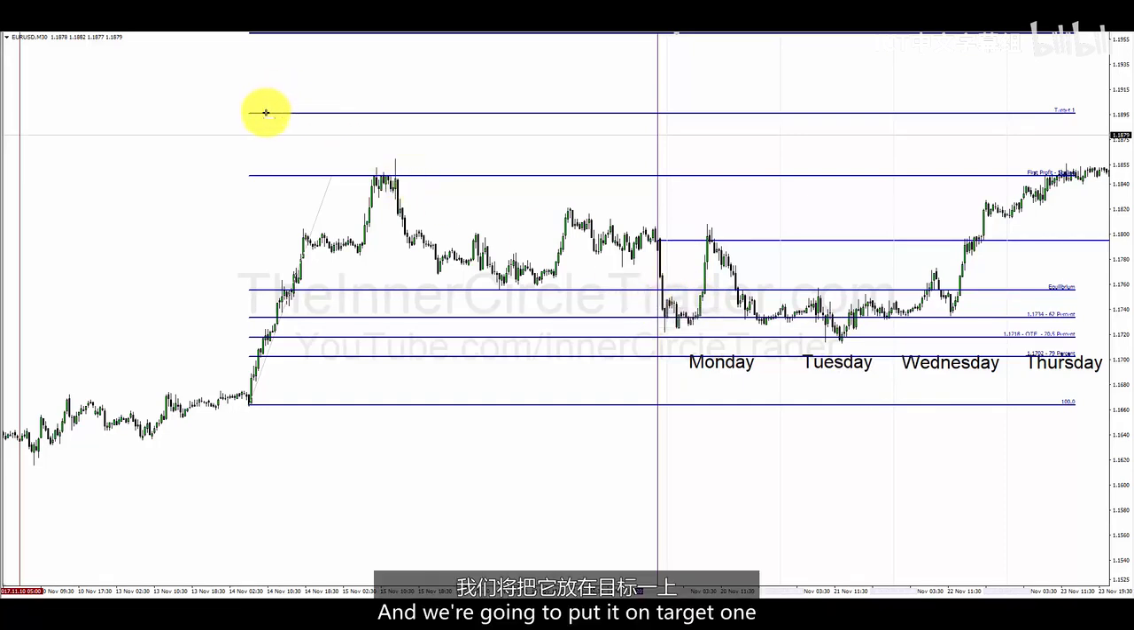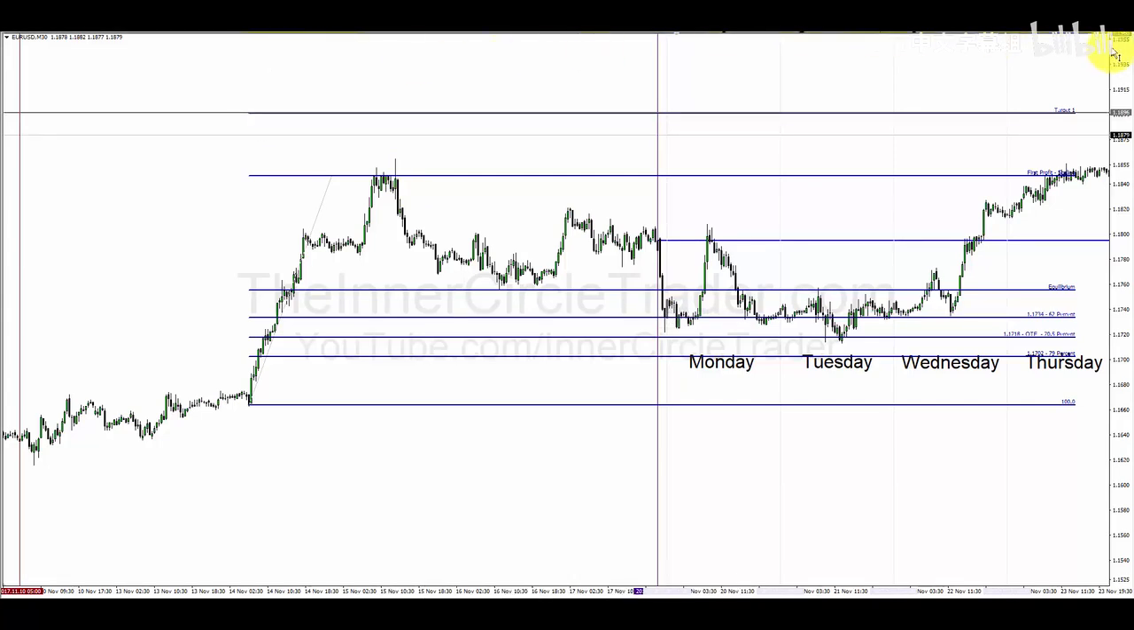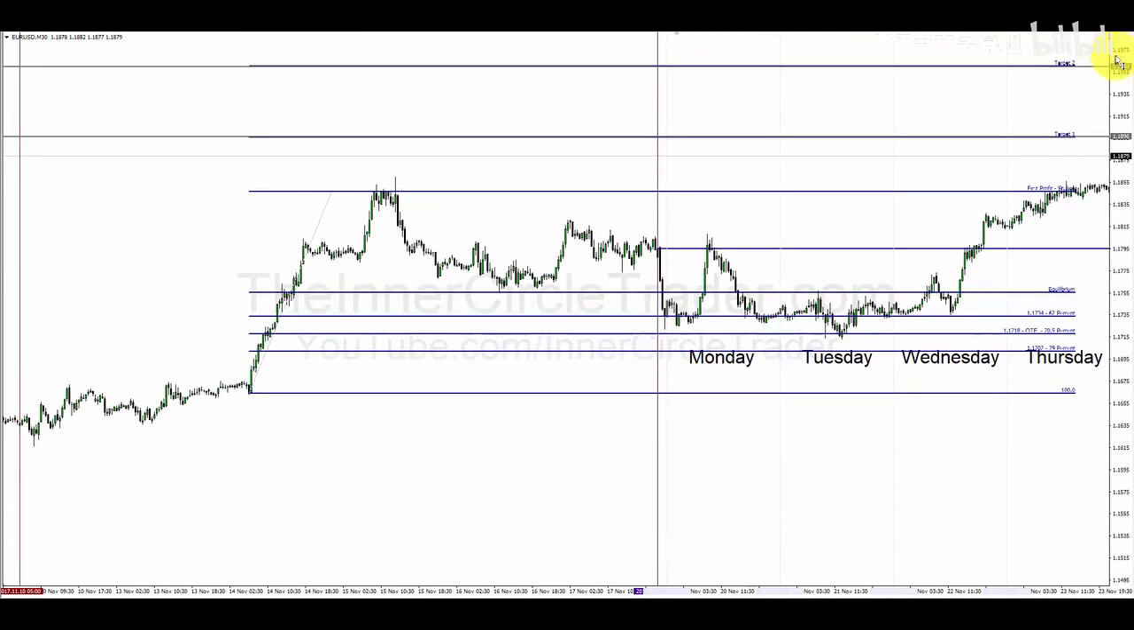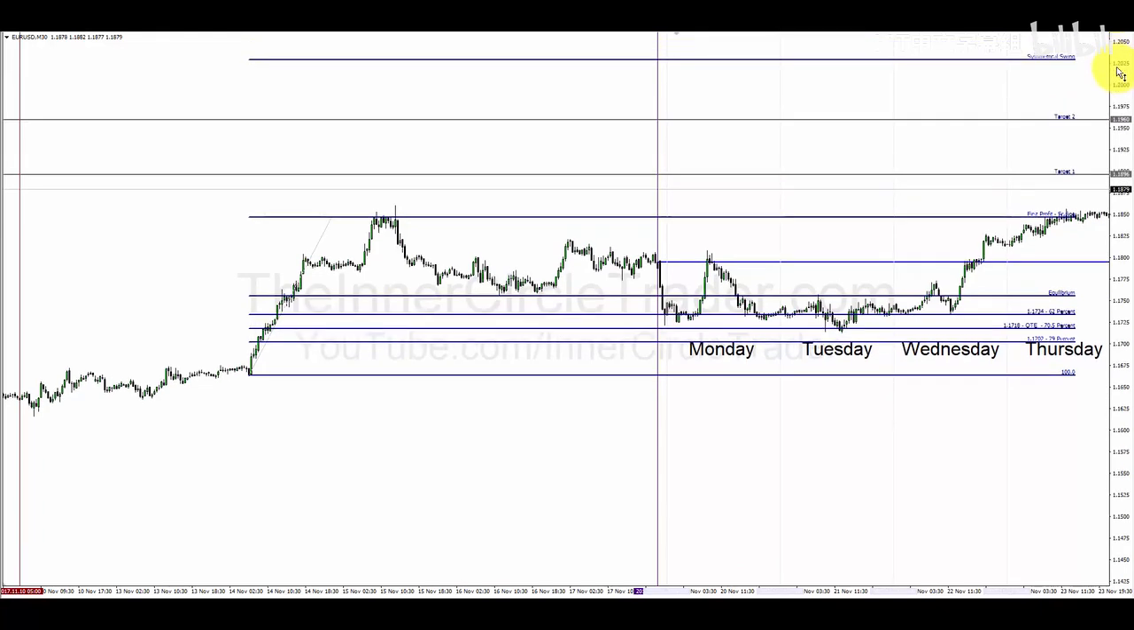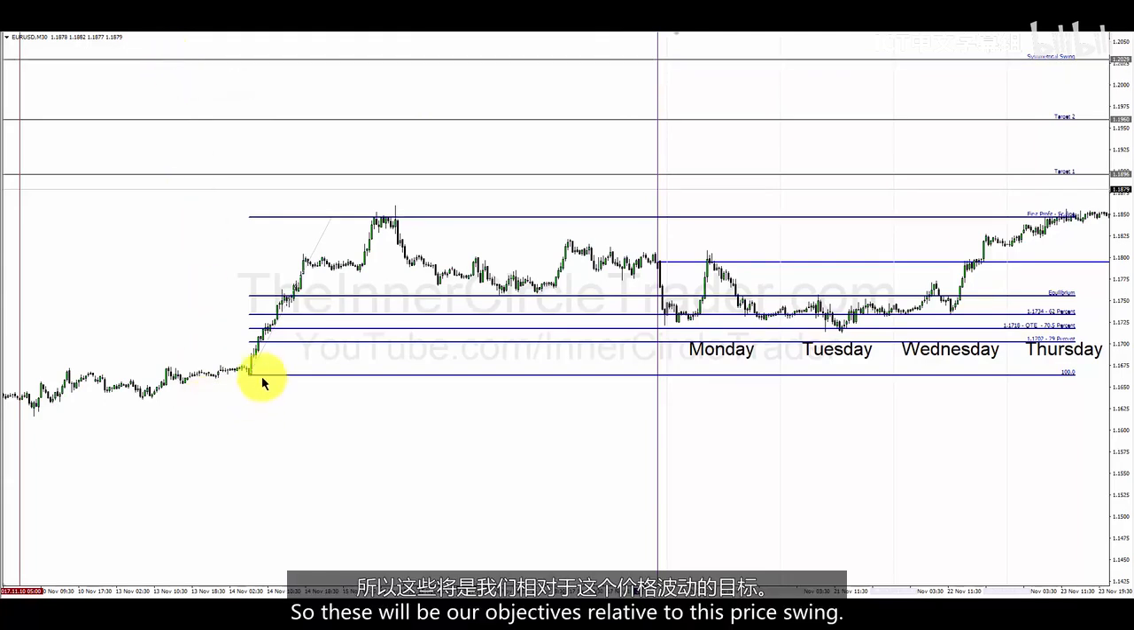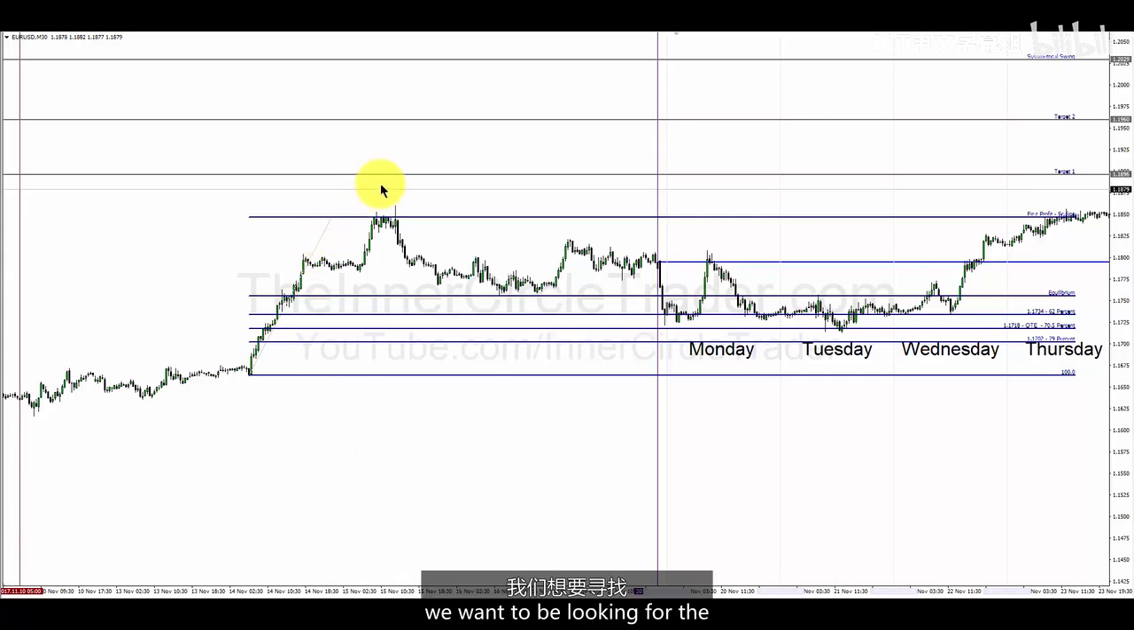And we're going to put it on target 1, and I'm going to put it on target 2 up here, and I'm going to put one more at symmetrical price swing. So these will be our objectives relative to this price swing. Okay, since we're trading with a longer term idea in mind, we want to be looking for the move beyond this swing high to what levels it may reach for. Okay, so it's target 1, target 2, and then symmetrical price swing.